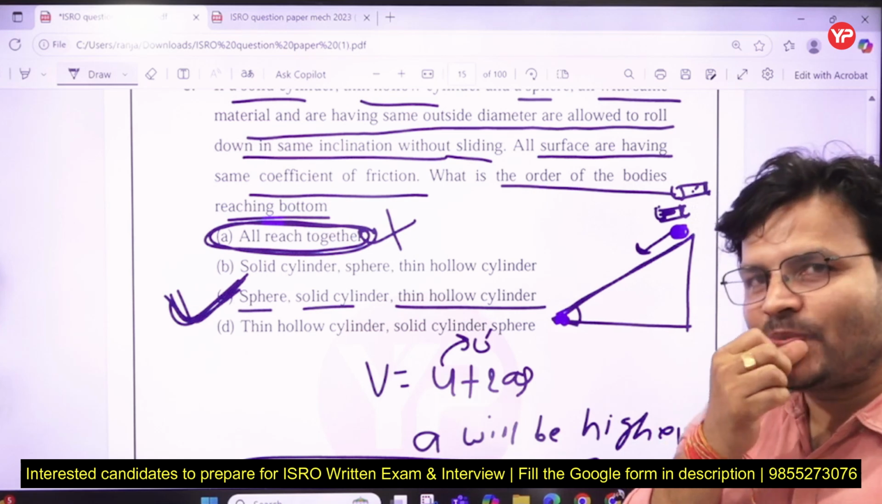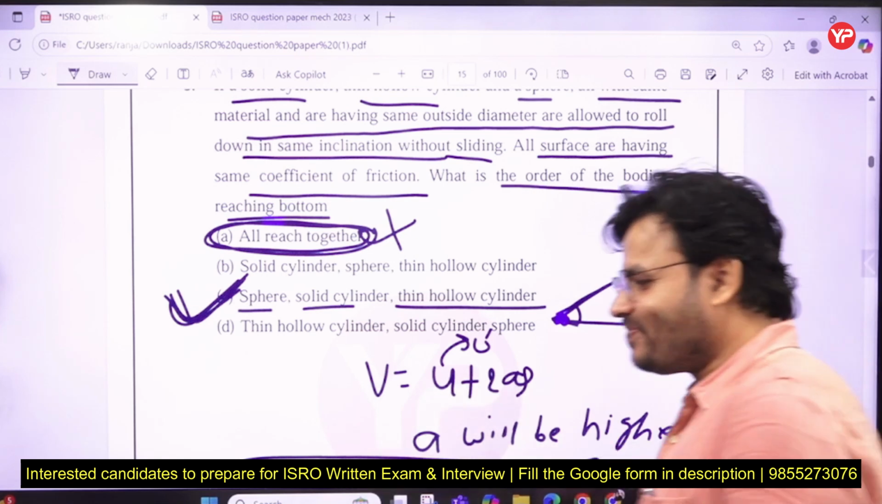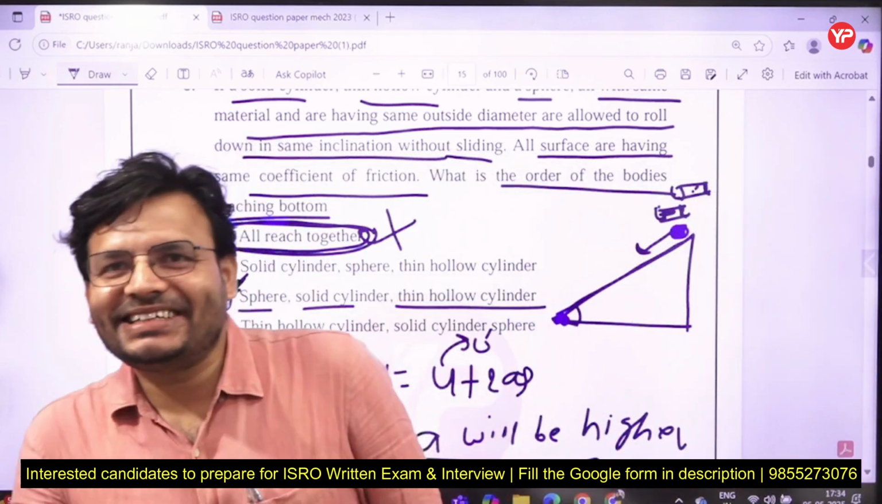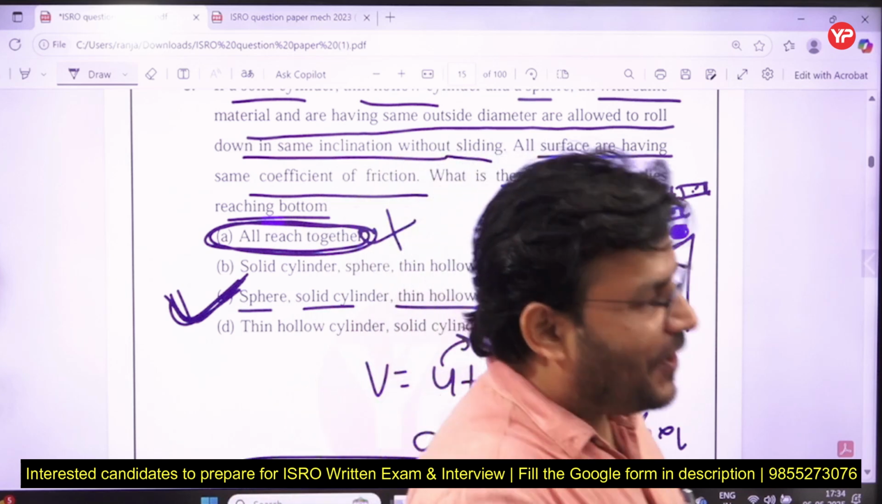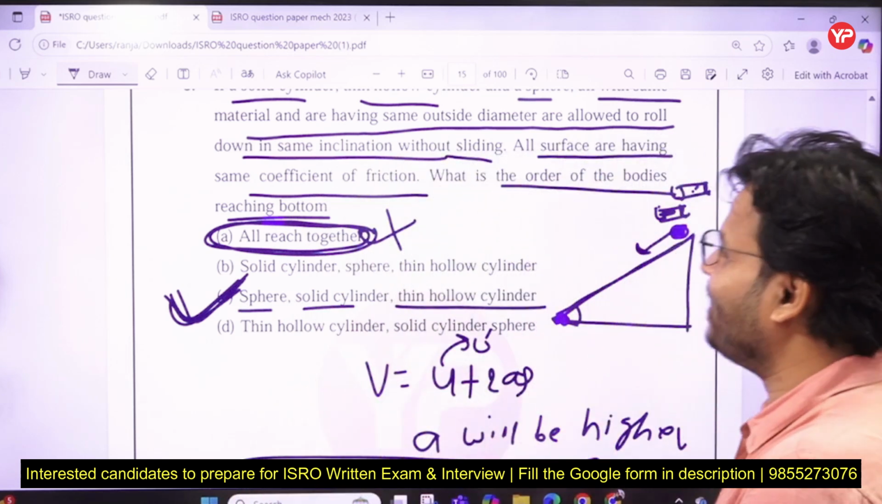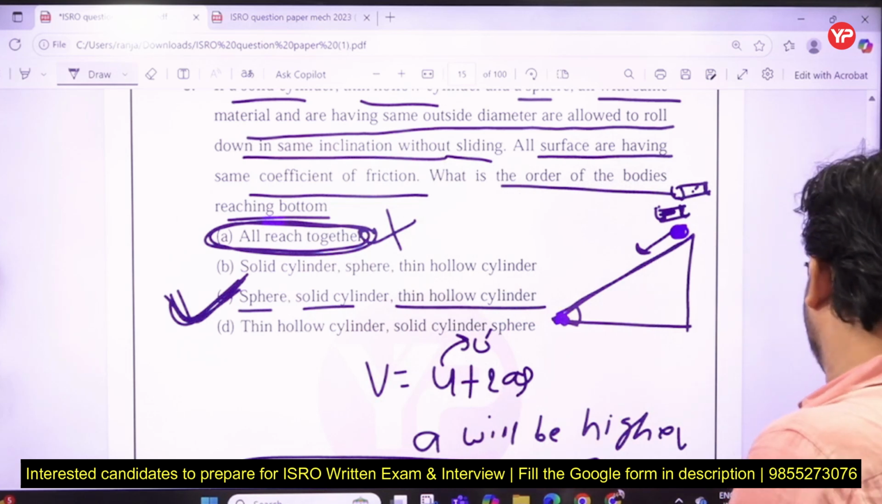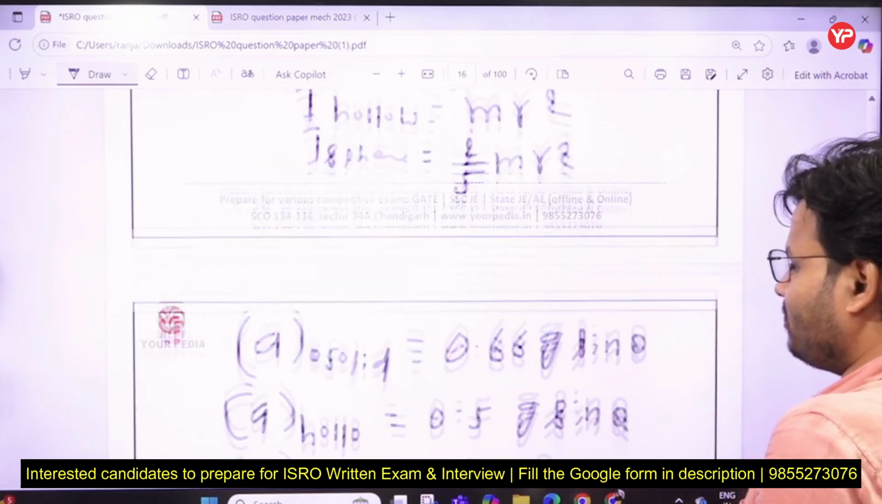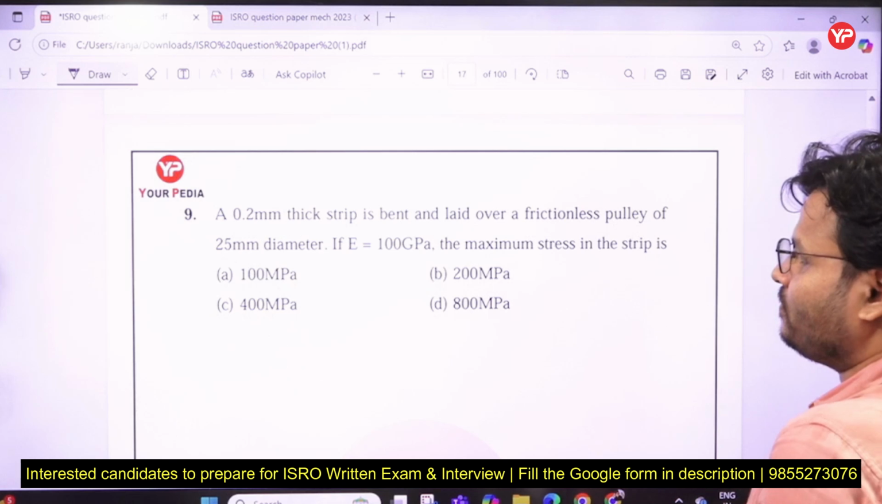But as I told you, you have to think like a scientist. With a positive attitude, you will easily be able to solve all these types of questions, nothing is tougher. Chalo, come to the next question.